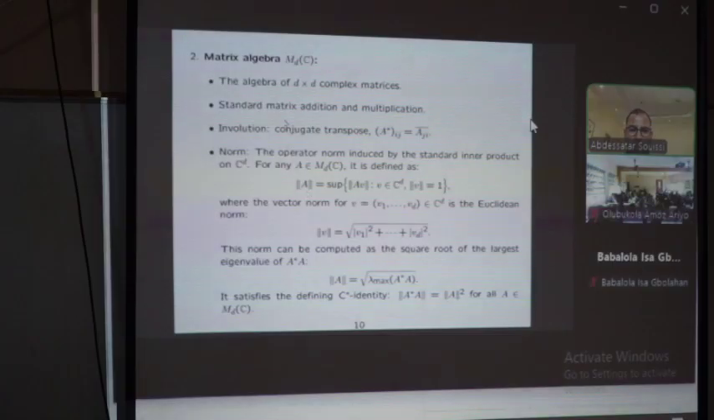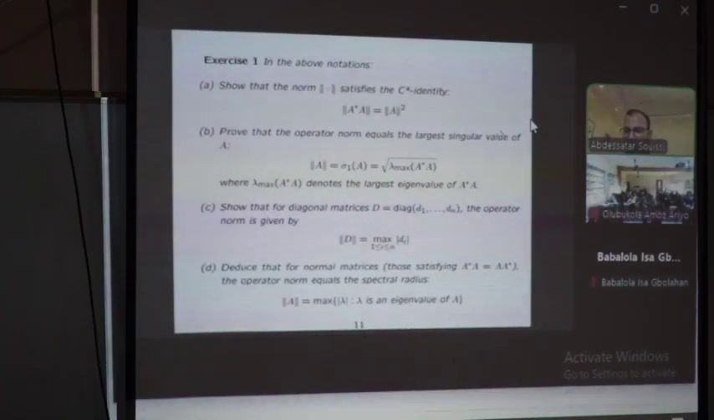And here I formulate this as a nice exercise that can be even suggested to undergraduate students. This exercise shows that the norm for a matrix A is the square root of the maximum singular value of A star A. In particular, if A is self-adjoint or even a normal matrix, it coincides with the spectral radius of the matrix.